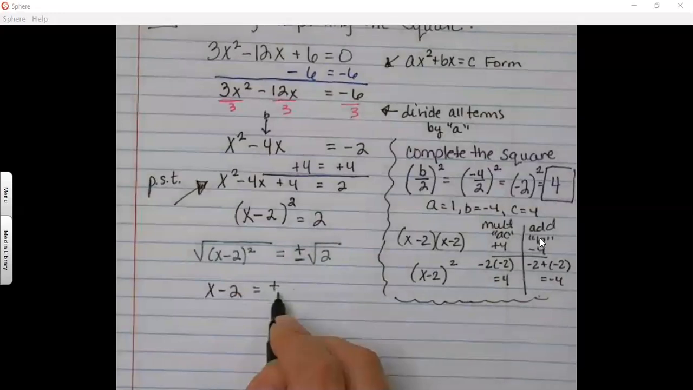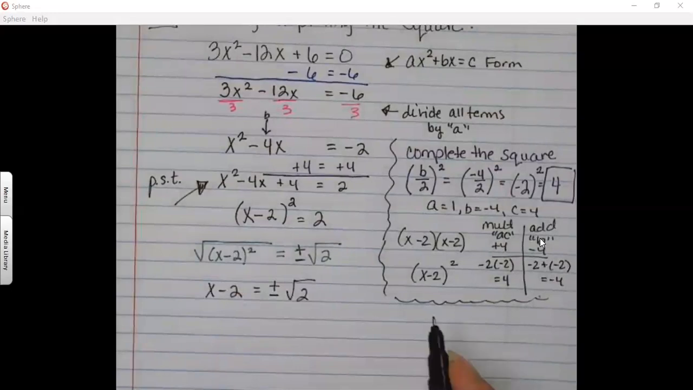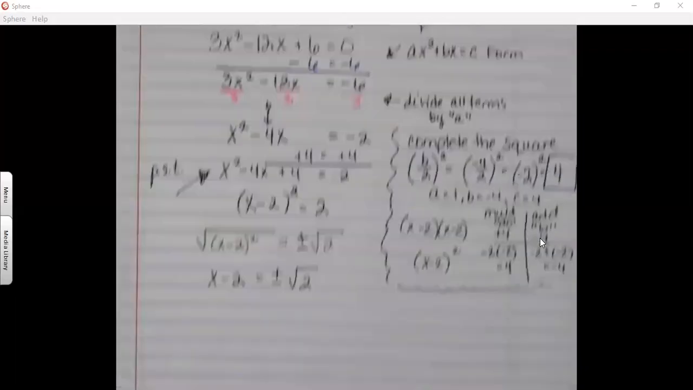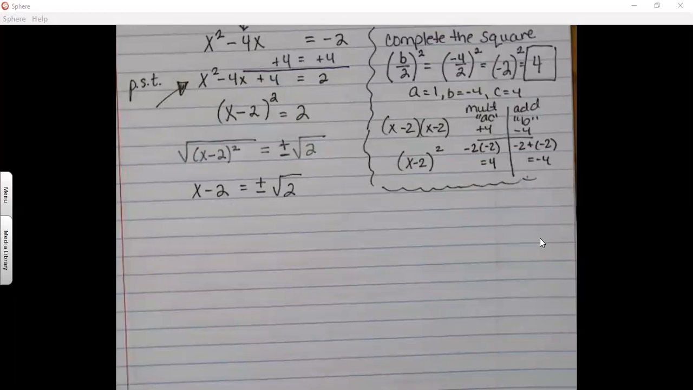Is 2 a perfect square? Does 2 have any perfect square factors other than 1? No. So I can't simplify that radical. If I could simplify that radical, I would simplify that radical. Okay? Everybody cool with that? I told you this is a lot of steps. That's why you definitely want to make sure that you follow along with your step-by-step that we wrote on the first page.